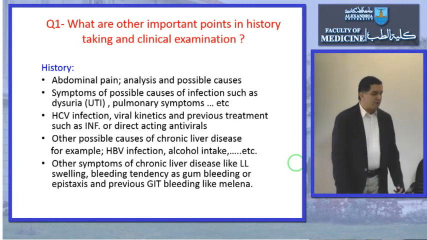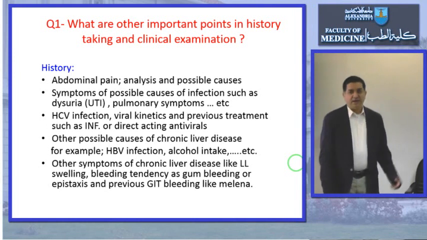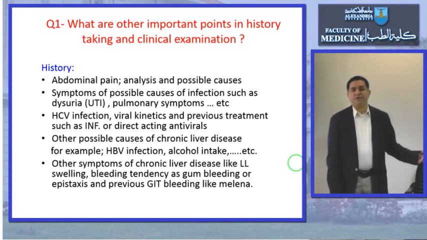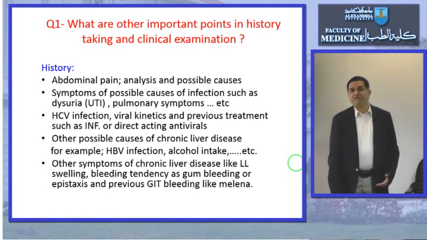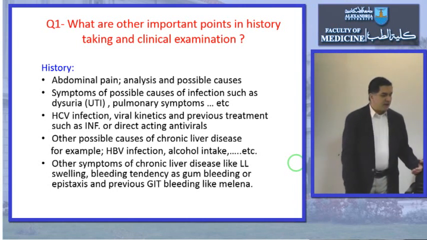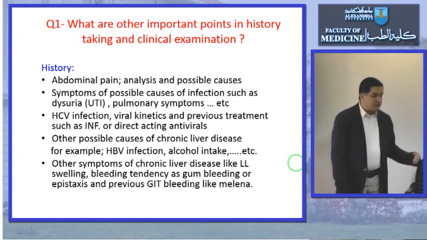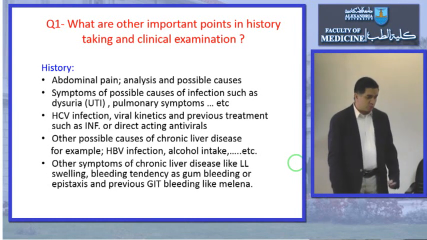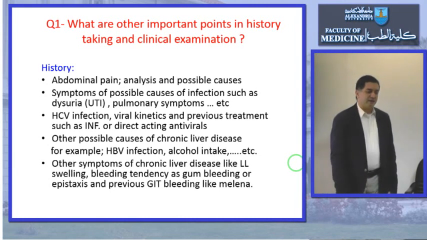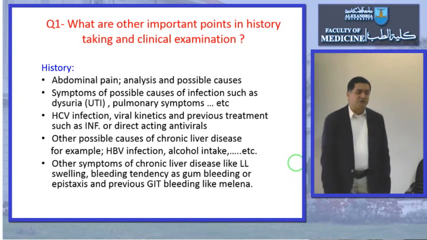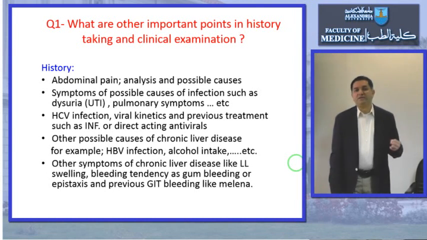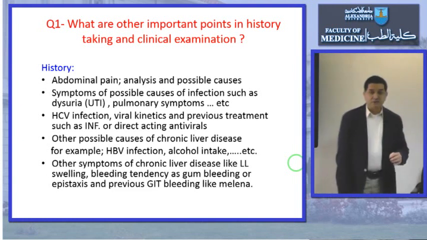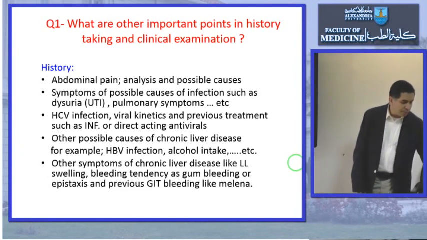Then we have to ask about other symptoms of chronic liver disease. In this patient, the symptoms presented related to the chronic liver disease were spider nevi, splenomegaly, and ascites. These are features of chronic liver disease, but we also have to ask about other symptoms including lower limb edema or swelling, bleeding tendency such as gum bleeding or epistaxis, and previous GIT bleeding, including melena. Here we have too many points in the history that we have to focus on that will, of course, help us in the approach to diagnosis.